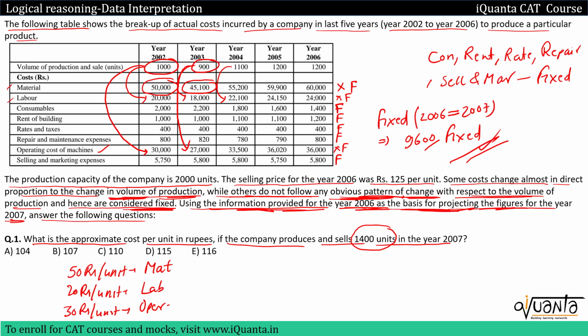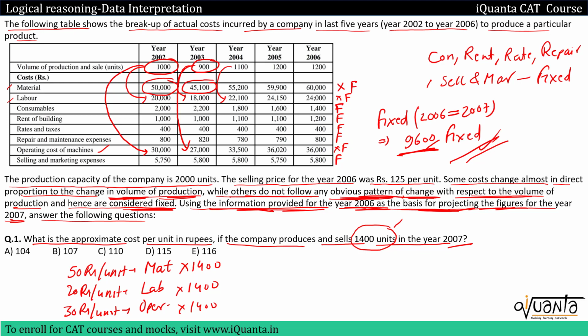So if I find out the total cost in year 2007, either I can multiply every unit cost with 1400, then I'll get the total non-fixed cost, then I'll add the fixed cost to it. I want to find out the approximate cost per unit, so I'll divide it by 1400. That will be our answer. But there's a way to generalize the situation.